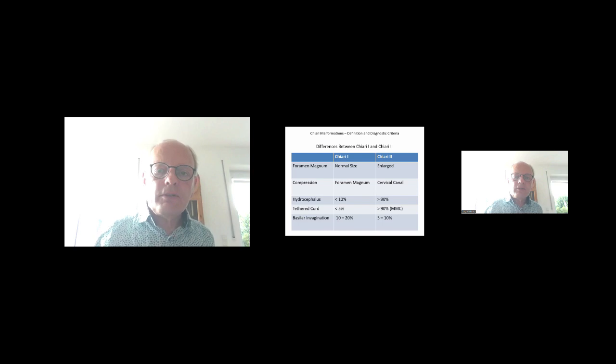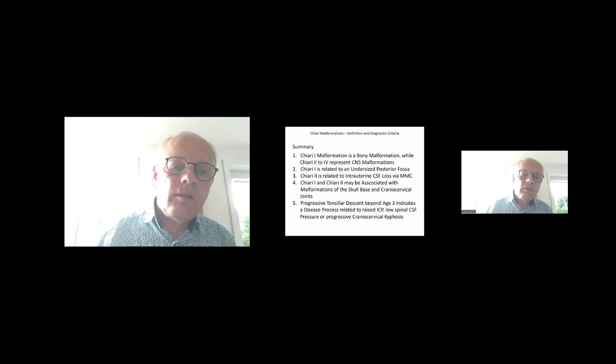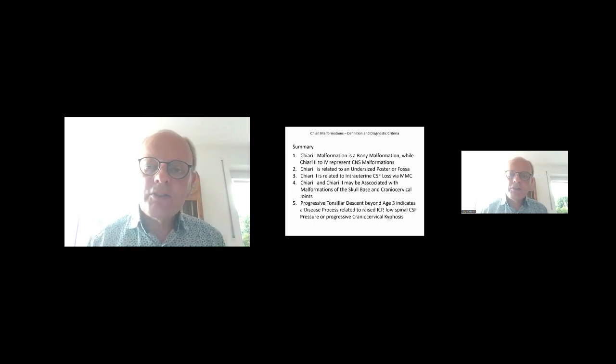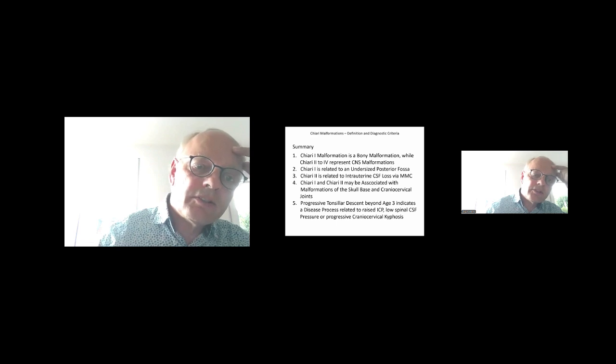So, differences between Chiari 1 and Chiari 2. I have to add that basilar invagination affects about 10 to 20% in Chiari 1 and is rarer in Chiari 2. So in summary, Chiari 1 is a bony malformation, while Chiari 2 to 4 represent CNS malformations. Chiari 1 is related to an undersized posterior fossa. Chiari 2 is related to an intrauterine CSF loss via the myelomeningocele.